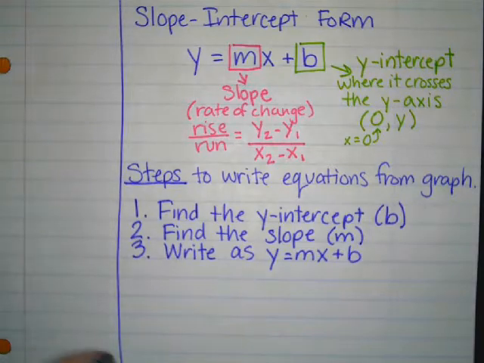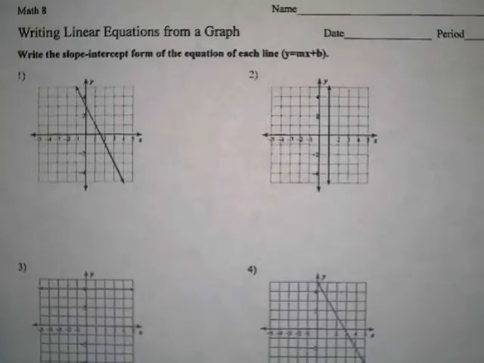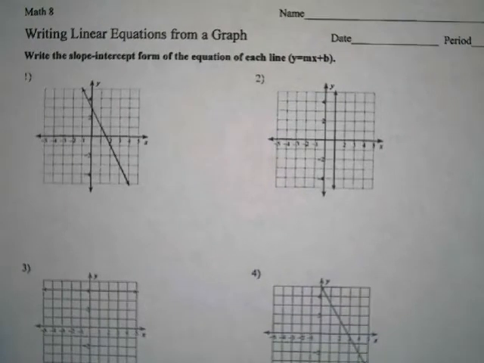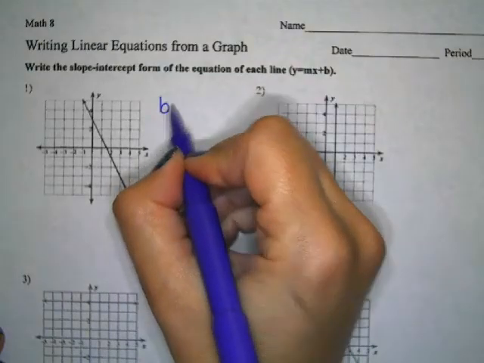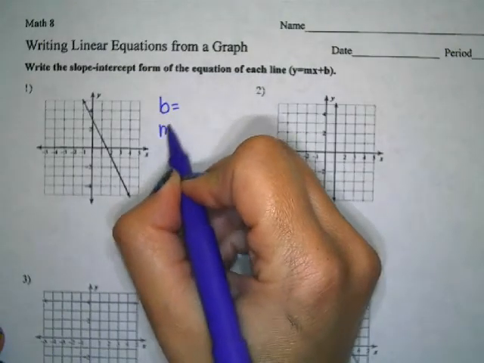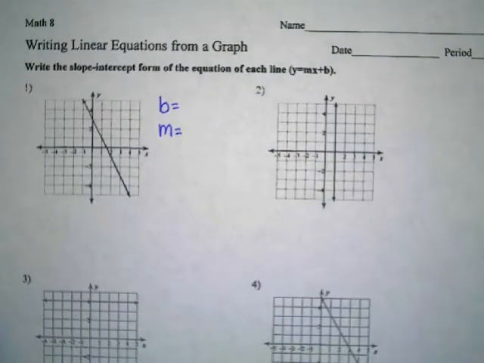I'm going to set my notes to the side. And looking at number 1, it says write the slope-intercept form of the equation of each line, y equals mx plus b. So we need to know what the b value is and the m value. Okay, so those are the two things we're finding.